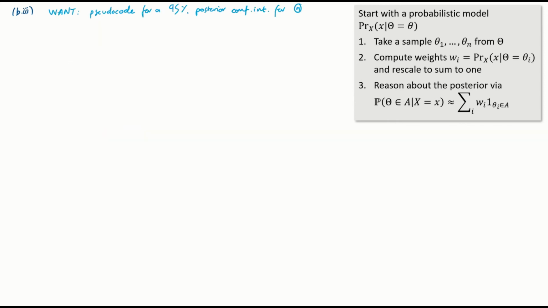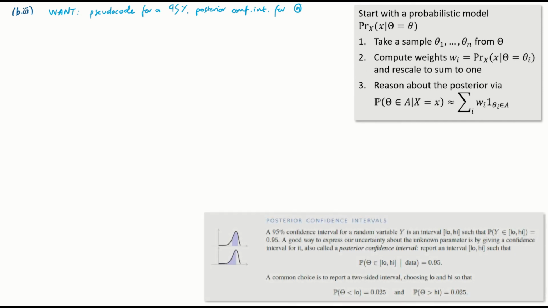On to part 3. Give pseudocode to find a 95% posterior confidence interval for theta. We looked at this before. We reminded ourselves of what lecture notes had to say about posterior confidence intervals. The difference here is that it's asking for pseudocode. So in other words, it's asking for the computational strategy for finding a posterior confidence interval.